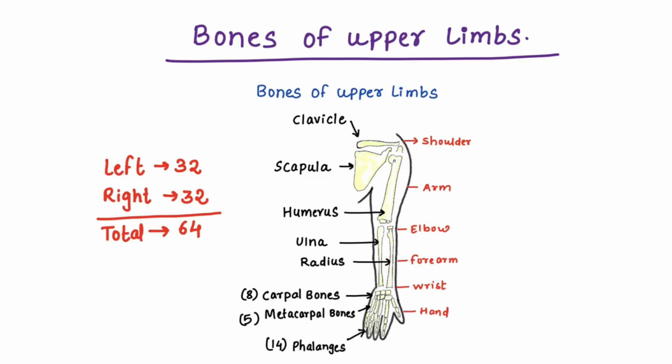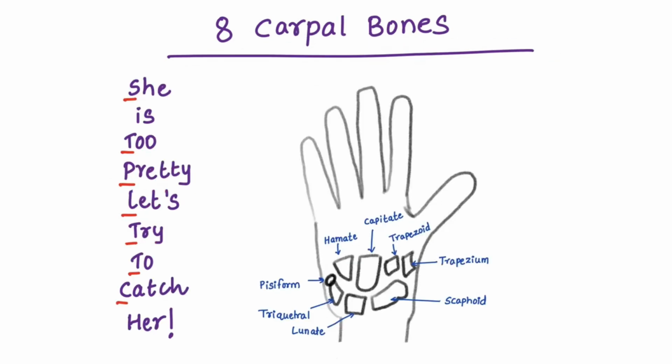Okay, so now we will revise 8 carpal bones. There are 8 carpal bones and these 8 carpal bones have their different names. So we will revise names of carpal bones. Trapezium, trapezoid, capitate, hamate, pisiform, triquetral, lunate, scaphoid. I'll repeat again. Trapezium, trapezoid, capitate, hamate, pisiform, triquetral, lunate, scaphoid.